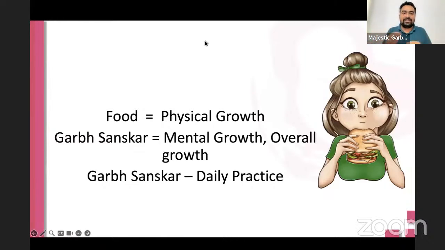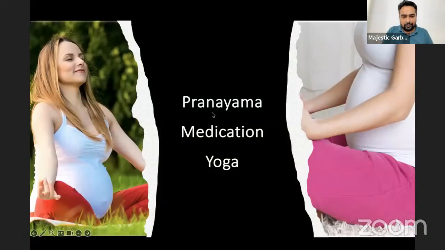So practicing Garbh Sanskar on a daily basis is the only outcome that you should write down in your notebook: I have to practice Garbh Sanskar on a daily basis. And what does that mean? That means whatever activities we are learning right now need to be practiced on a daily basis. Then only you can have proper connection and proper development of the baby in the womb, right?